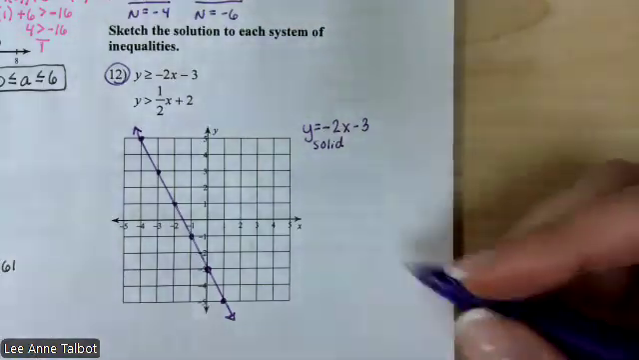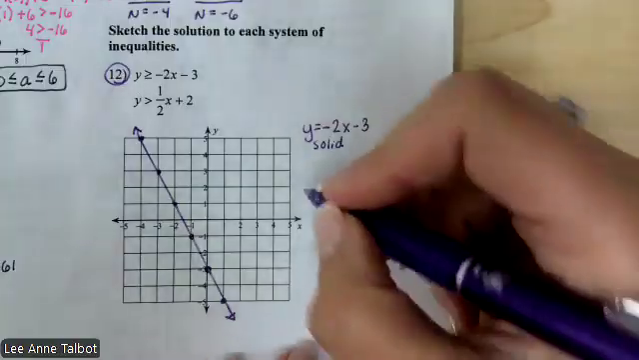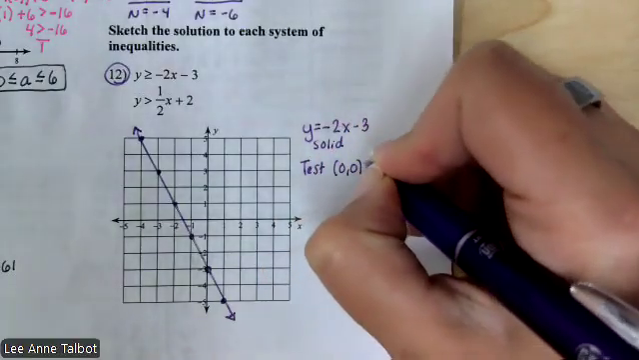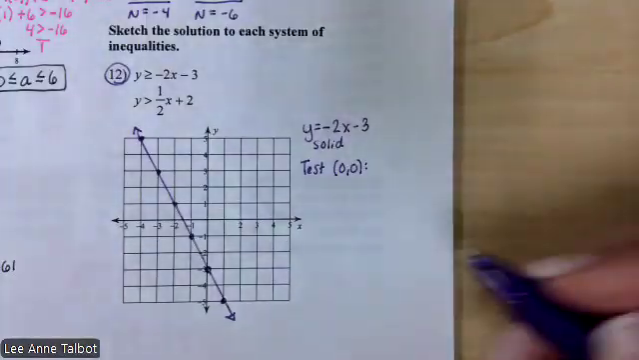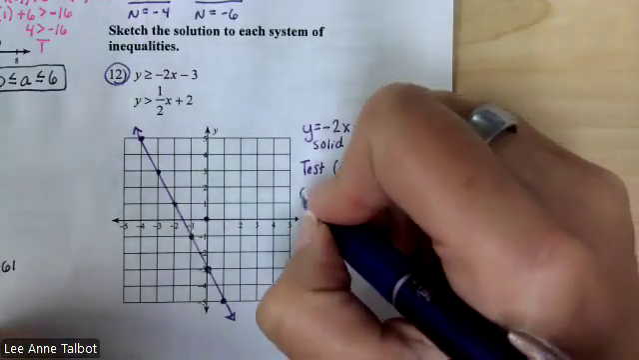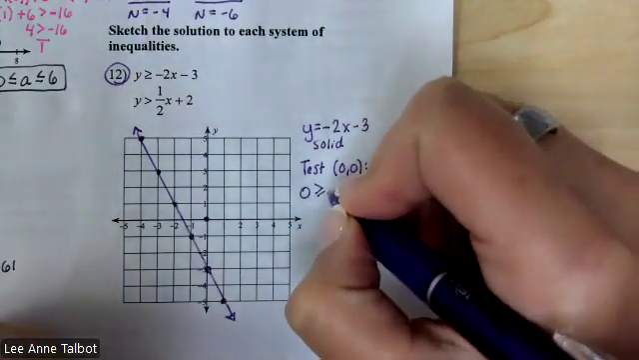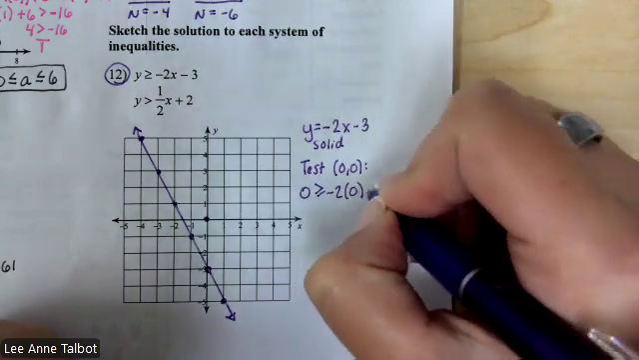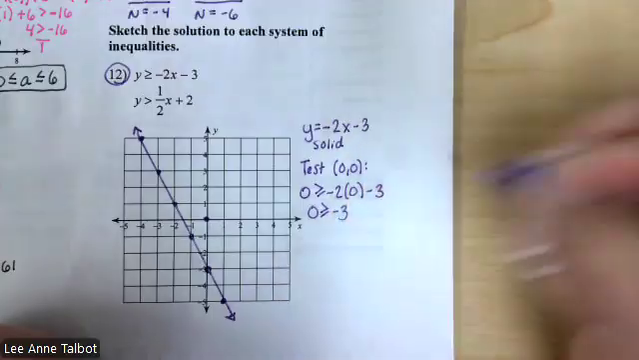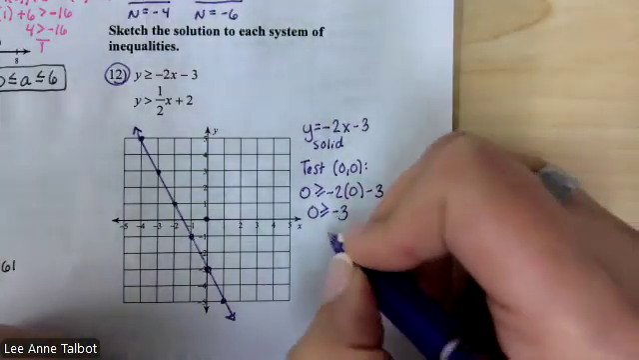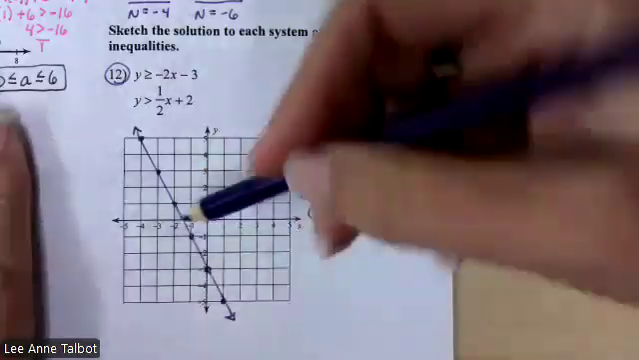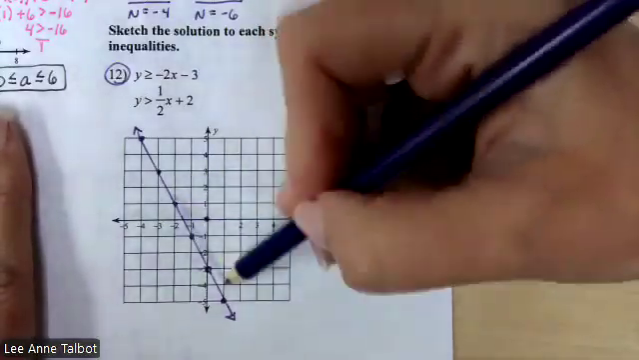Okay, what point do you guys want to test? 0, 0 is fine in this case because it is not on the line. 0 is greater than or equal to negative 2 times 0 minus 3. 0 is greater than or equal to negative 3. True. That means I shade where 0, 0 is.